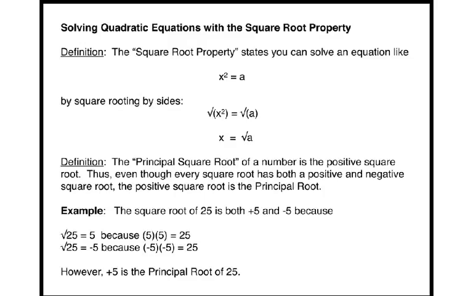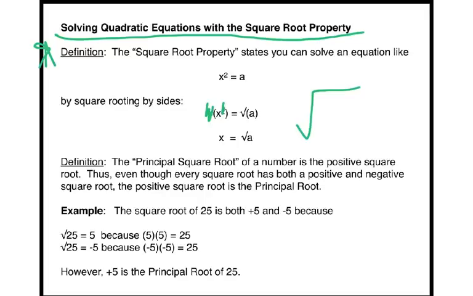This lesson is about solving quadratic equations with the square root property. Let's review the definition. The square root property simply states that you can solve an equation like x squared equals a by square rooting both sides. The square and the square root cancel, leaving you with just x equals the square root of a.